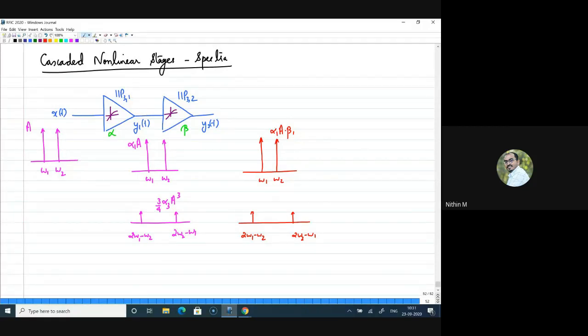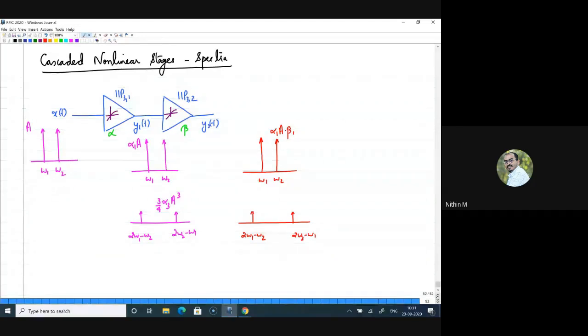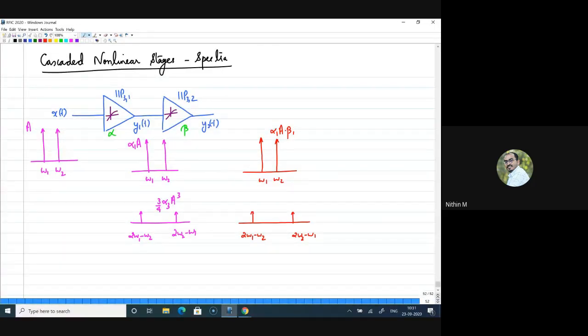So can you tell me what will be the amplitude of this component? What will be the amplitude of this component, which is the intermodulation component for the second stage for the input which is directly getting it? Can I get some answers?